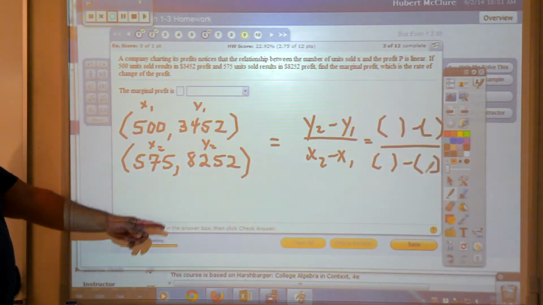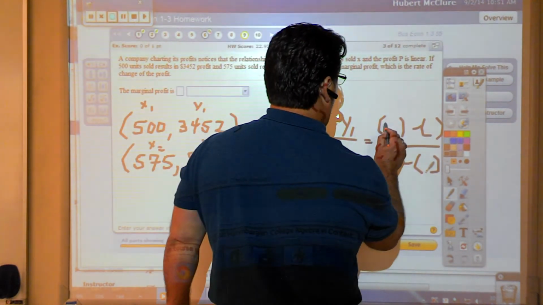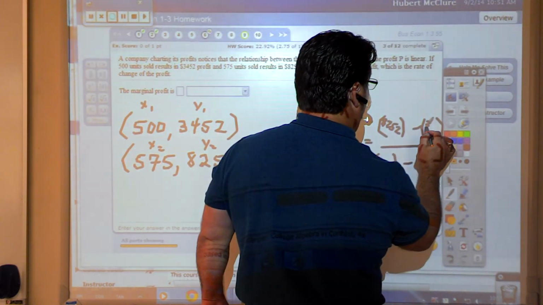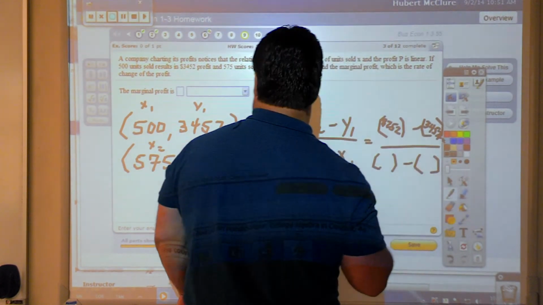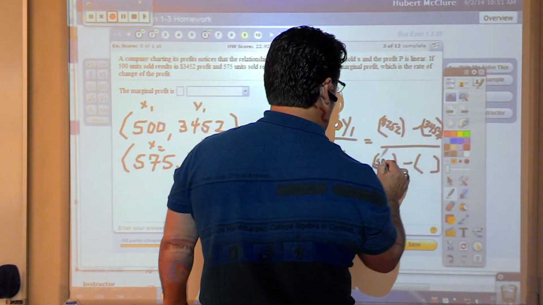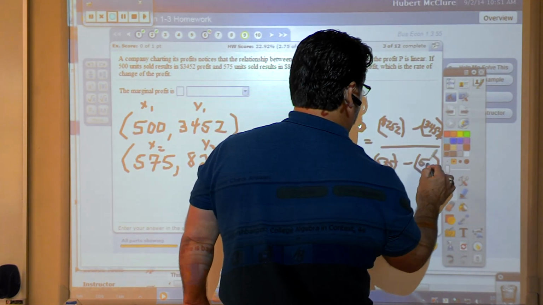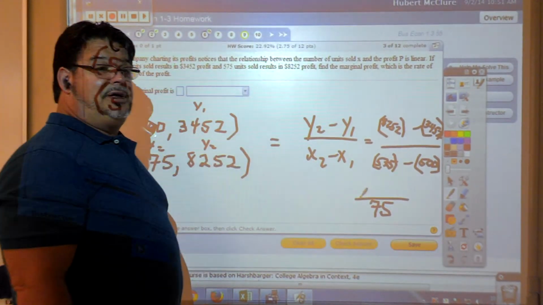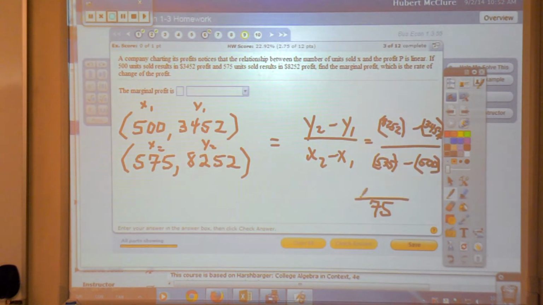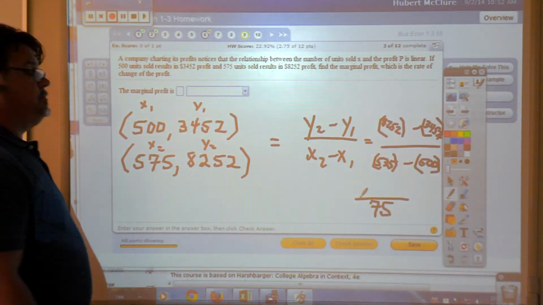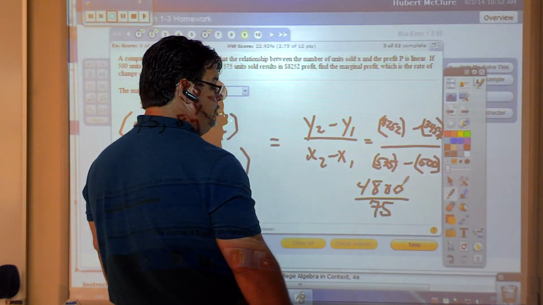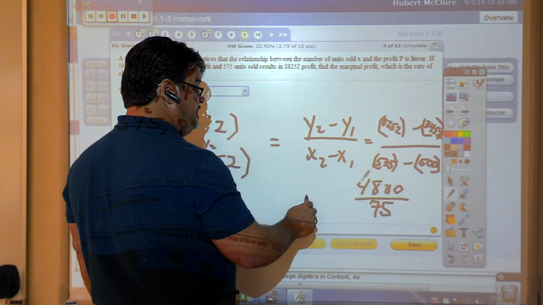y sub 2 is 82.52. 34.52. 575 and 500. I'll do the bottom for you. And what's the top? I have no idea. It looks like an even 100 or something. 4,800. 4,800. And somebody divide that. 64. This comes out to be 64 over 1.